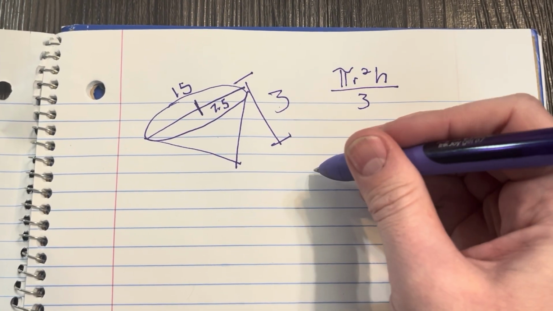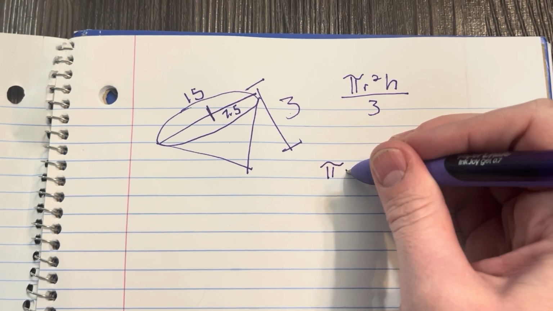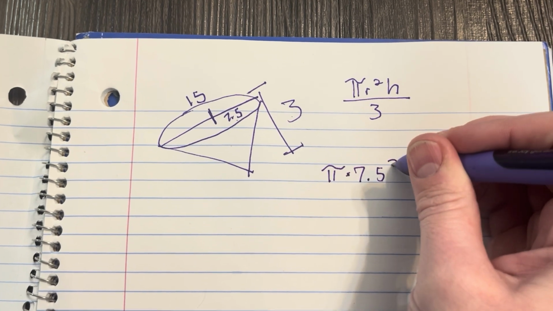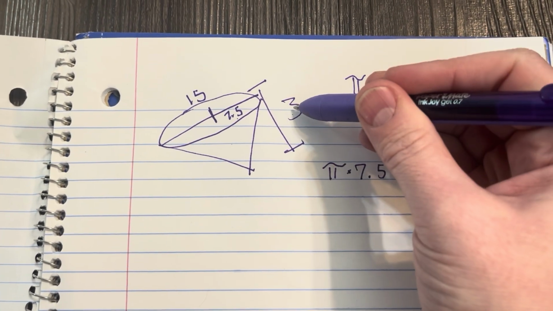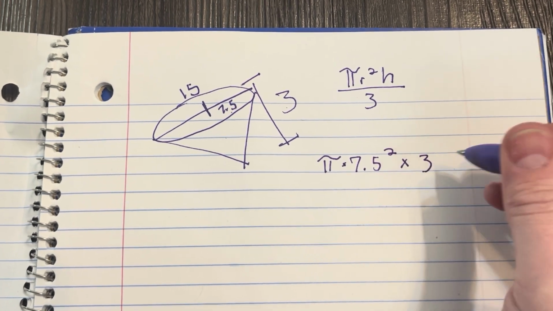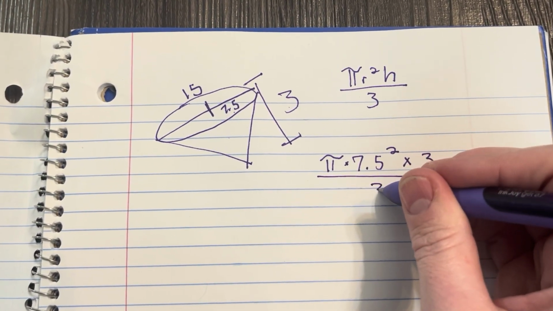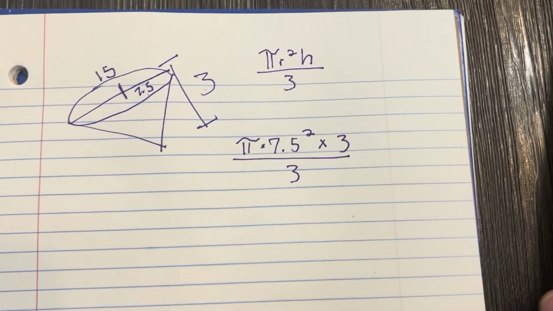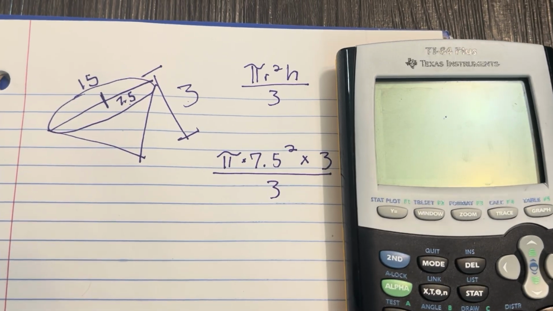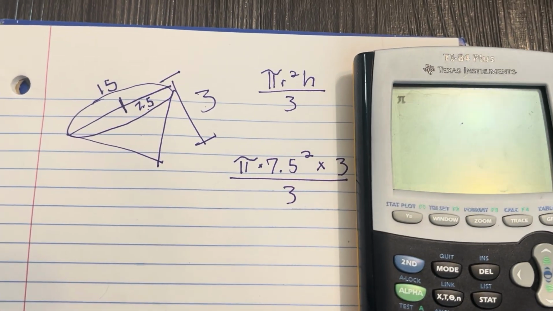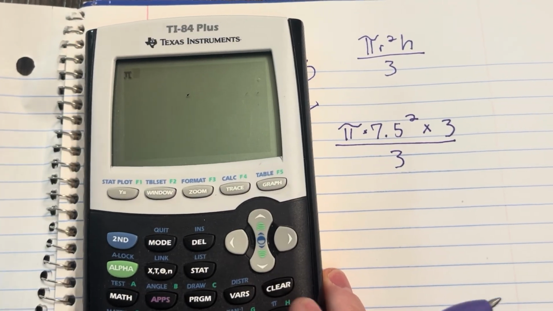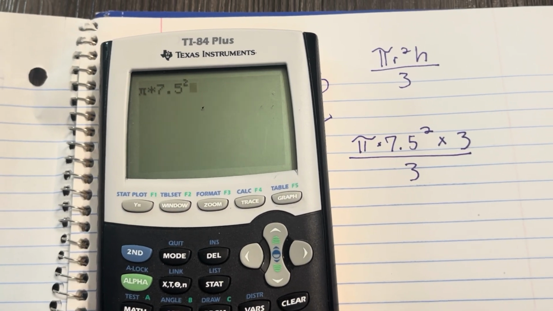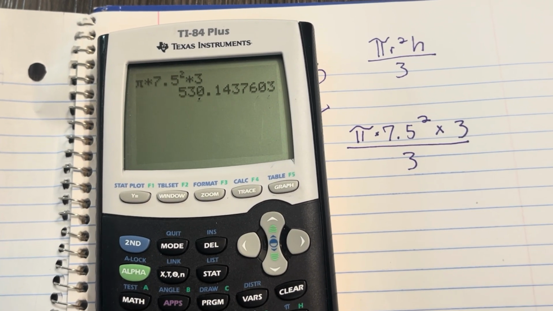All right, what you should have done was said we have pi times, the radius was 7.5 squared, times the height, which was 3, and we should take all of that and divide it by 3. All right, let's try that on our calculator and see what we get. All right, so you should have taken pi first times 7.5 squared times 3.